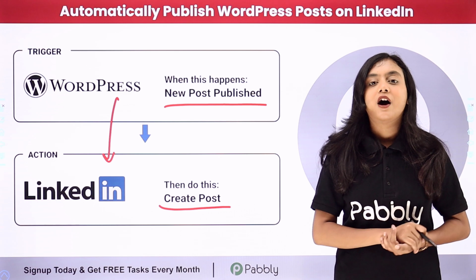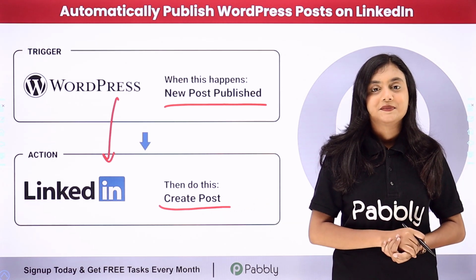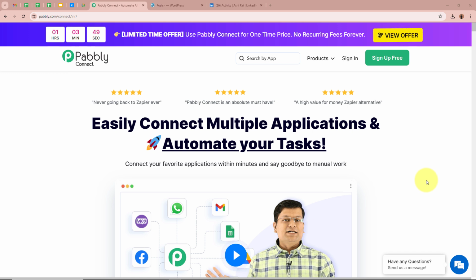So if you want to learn how to do this amazing automation, then let me take you all to my screen. In this video, we're going to learn how to automatically publish WordPress posts on LinkedIn. My objective is that as soon as I publish any post on my WordPress account, I want to automatically create that same post in my LinkedIn account and post it on my profile. For that, we're going to simply create an automation between WordPress and LinkedIn with the help of Pabbly Connect.